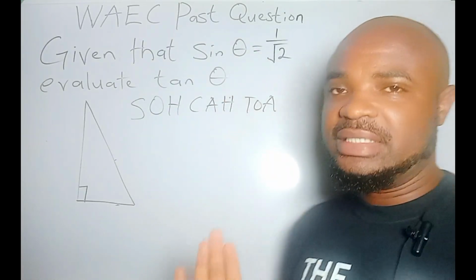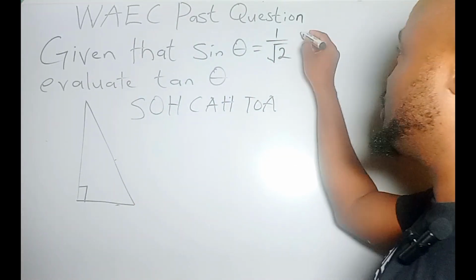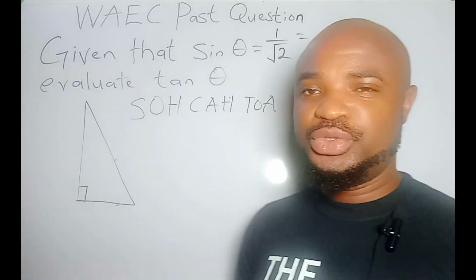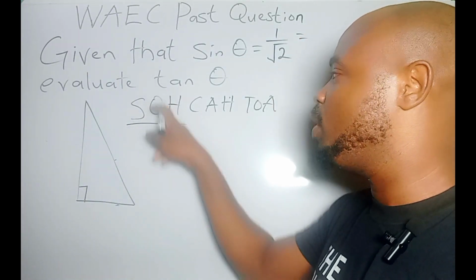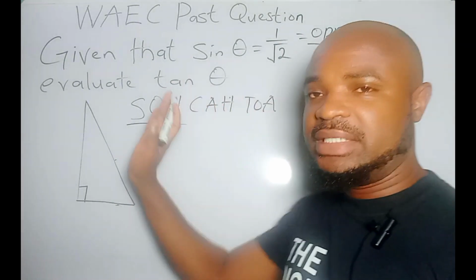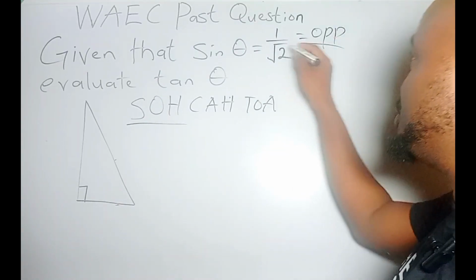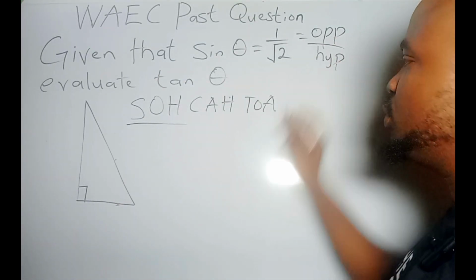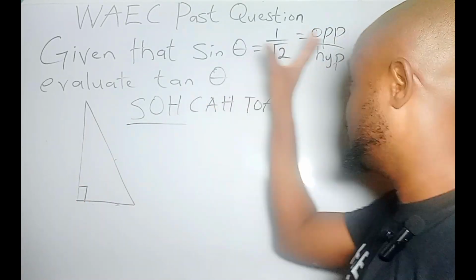We're given sine theta equals 1 over root 2. Are you still following? So what does the 1 stand for and what does the root 2 stand for? Sine equals opposite over hypotenuse, so the 1 is the opposite. We're going to follow it according to the way it has been arranged. The H is the hypotenuse, so root 2 is the hypotenuse. So I'm going to come to my right angle triangle, and I'll fix these two values there.